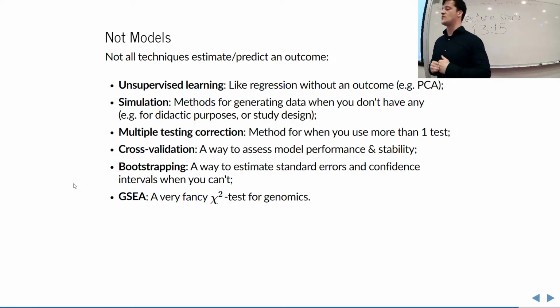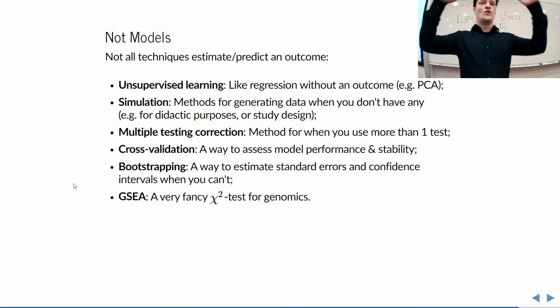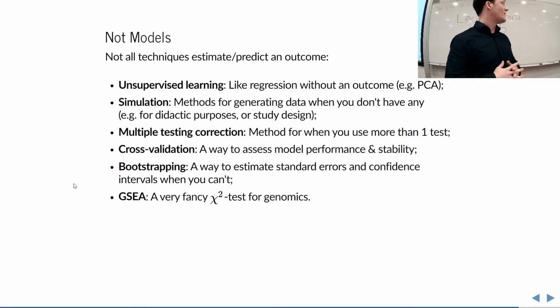It's an example of a specialized technique, but it's very common in genomics, which is a kind of chi-squared test, but it's more like a whole method where you do different things. So it's not really a model.